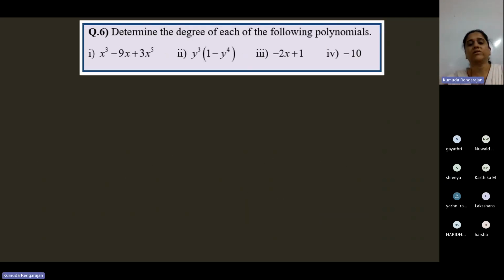We'll answer this and wind up the session for today. Determine the degree of each of the following polynomials. Just the degree, nothing else.